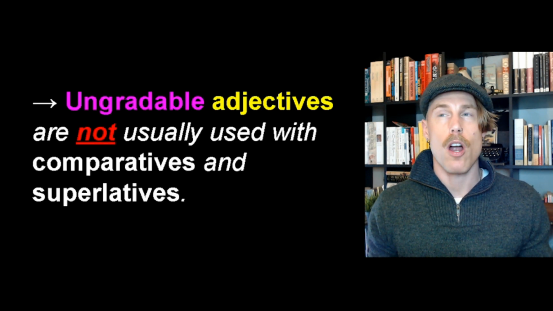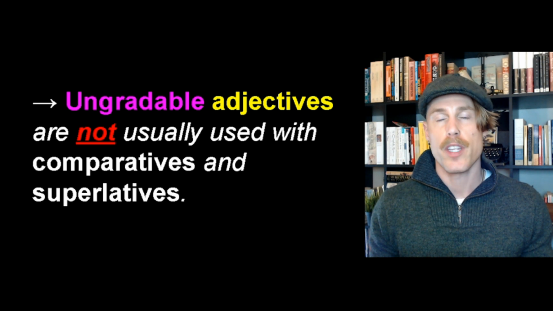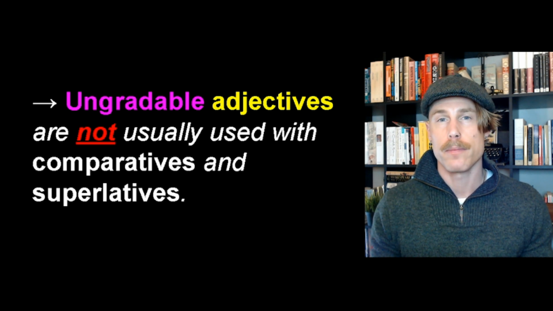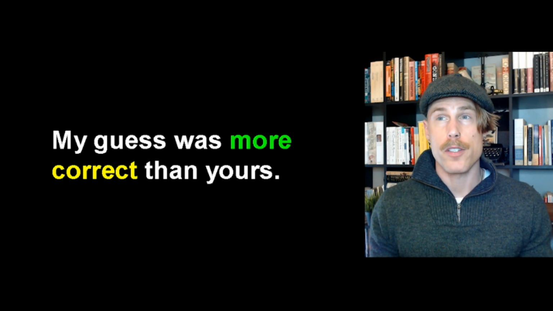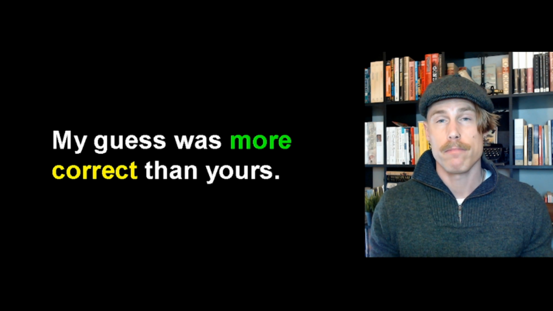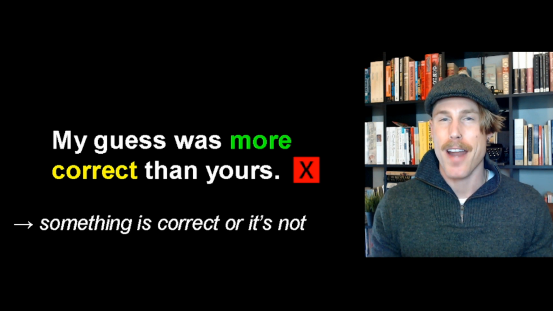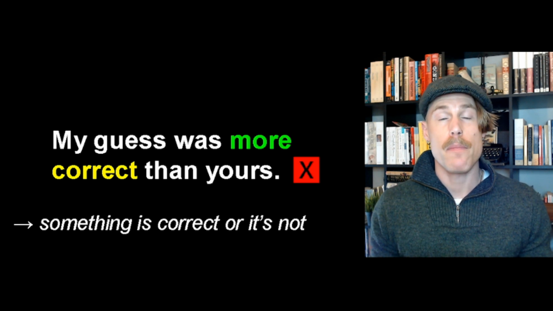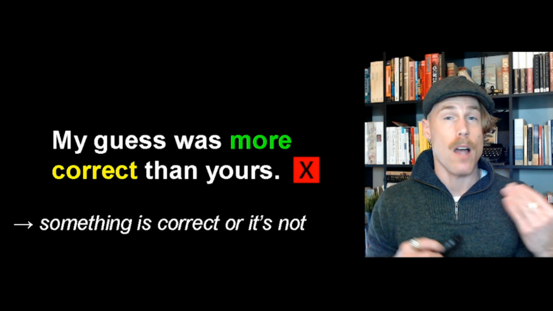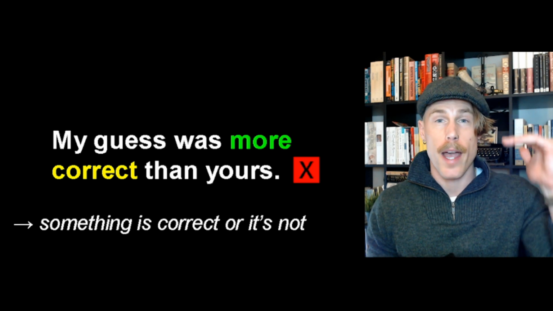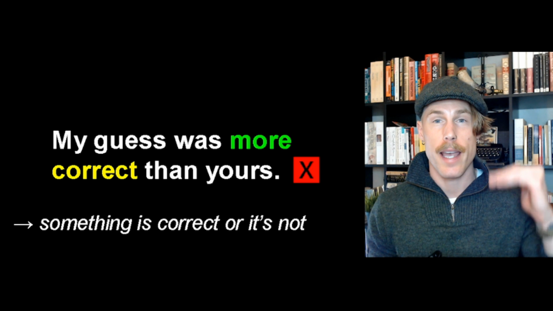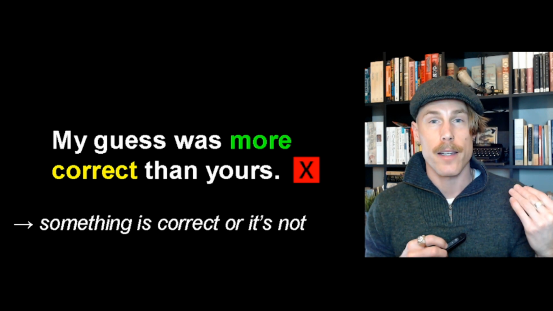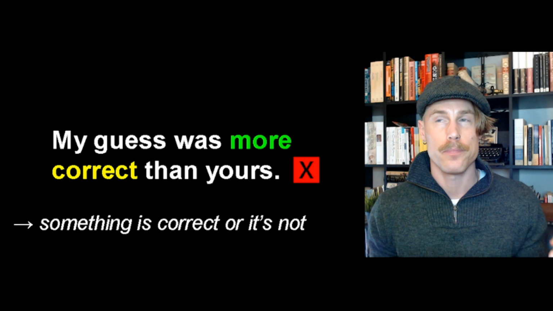Ungradable adjectives are not usually used with comparatives and superlatives. For example, my guess was more correct than yours. Well, this is not correct. Remember, something is either correct or it's not. It can't be more correct or less correct. There's no degree, no scale. It's white or black. It's correct or incorrect.